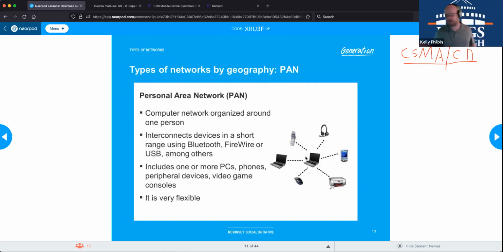It could be a direct connection to a printer. It could be Bluetooth headphones. It could be your cell phone, wireless mouse, microphones. You could connect another computer if you're transferring data or utilizing data from multiple things. Basically, it's anything that you're connecting for your personal network, things to enhance your personal experience. So personal area network, within arm's reach.